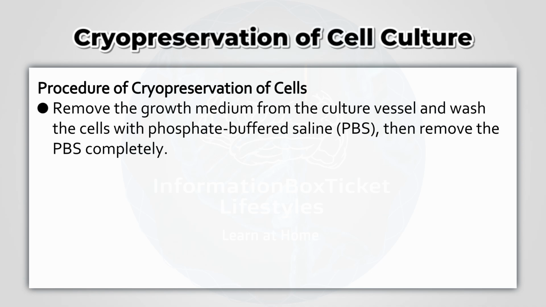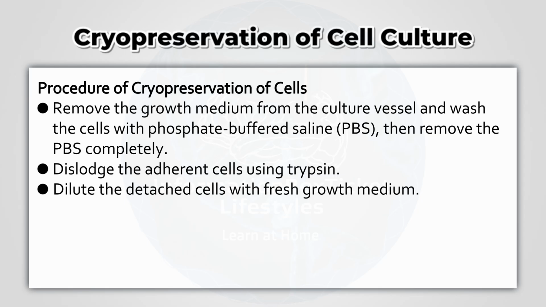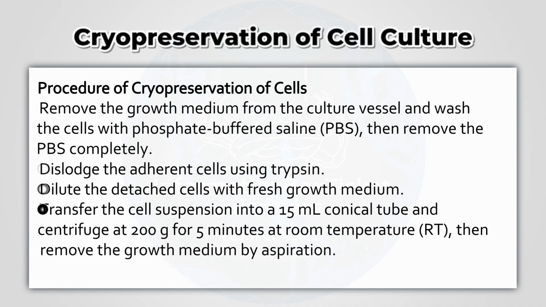Remove the growth medium from the culture vessel and wash the cells with phosphate-buffered saline, PBS. Then remove the PBS completely. Dislodge the adherent cells using trypsin. Dilute the detached cells with fresh growth medium. Transfer the cell suspension into a 15 milliliter conical tube and centrifuge at 200 grams for 5 minutes at room temperature, RT. Then remove the growth medium by aspiration.